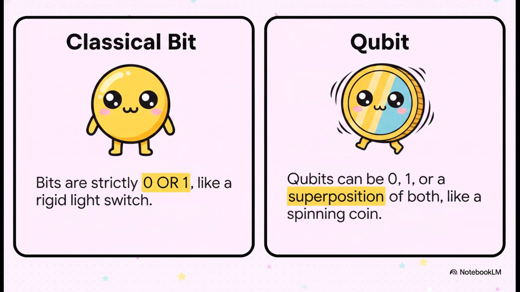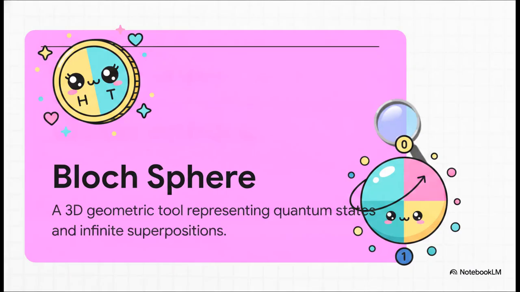A qubit can be 0, 1, or a superposition of both. Think of a spinning coin. While that coin is spinning, it's not heads or tails, right? It's just this blur of both probabilities at once. It only collapses to a definite state when you catch it, or in quantum terms, when you measure it. Now, if your brain kind of hurts trying to picture a coin landing on heads and tails simultaneously, well, you're doing it right. It is bizarre.